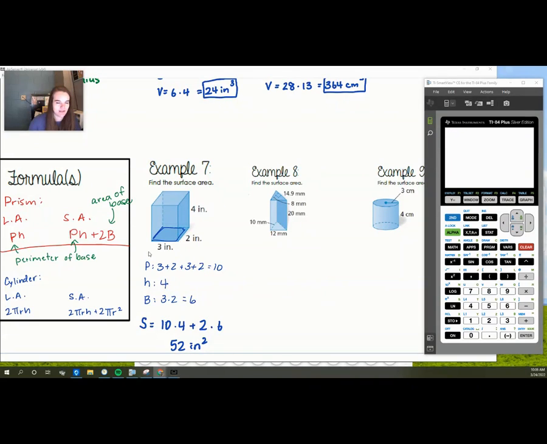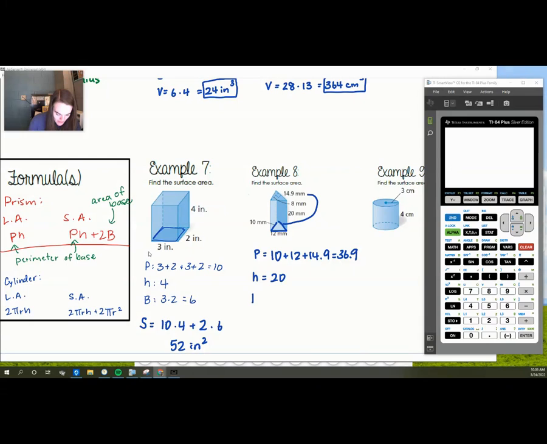All right, let's look at example 8. This triangle is the base, and that 14.9 is what this is. So this is also 14.9. Okay. All right, so the perimeter of this triangle is 10 plus 12 plus 14.9. I do not know why I decided I needed a calculator for that. 36.9. Okay. The height of the prism is 20.